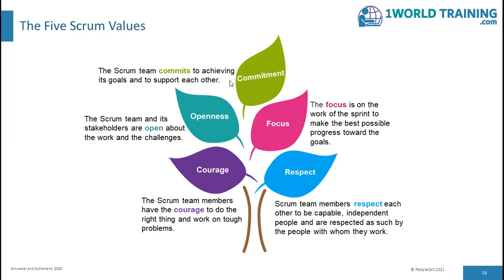Let's take a look at commitment. The Scrum team commits to achieving its goals and to support each other. Focus: the focus is on the work of the sprint or iteration to make the best possible progress towards the goals. Openness: the Scrum team and its stakeholders are open about the work and the challenges. Respect: Scrum team members respect each other to be capable, independent people and are respected as such by the people with whom they work. Courage: the Scrum team members have the courage to do the right thing and work on tough problems.